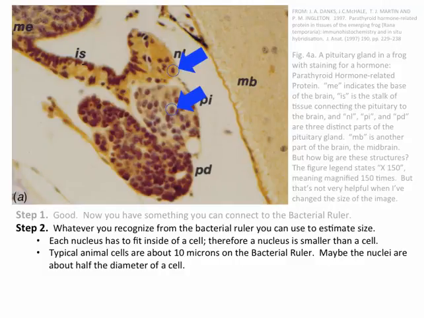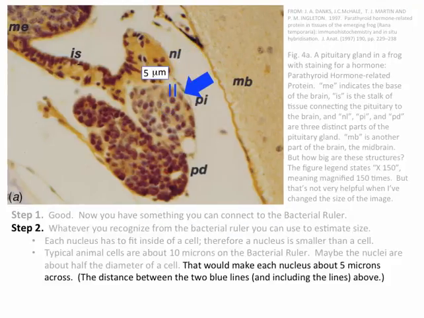Therefore, a nucleus is smaller than a cell. In the bacterial ruler, a typical animal cell is about 10 microns. So maybe the nuclei are about half the diameter of a cell. That would make each nucleus about 5 microns across. That's the distance between the 2 blue lines.